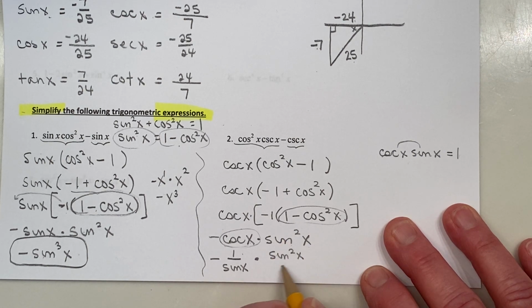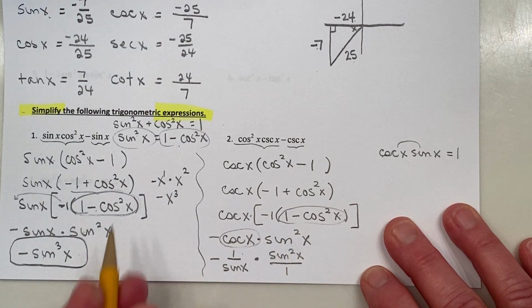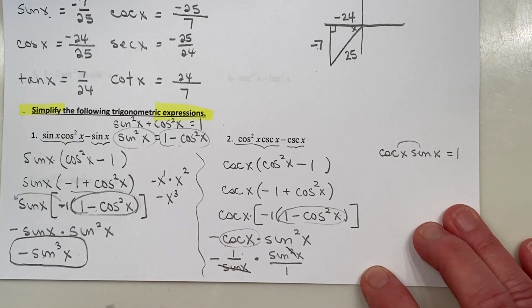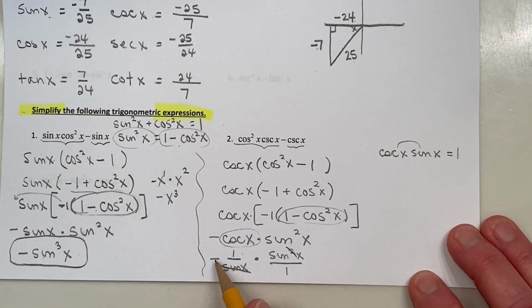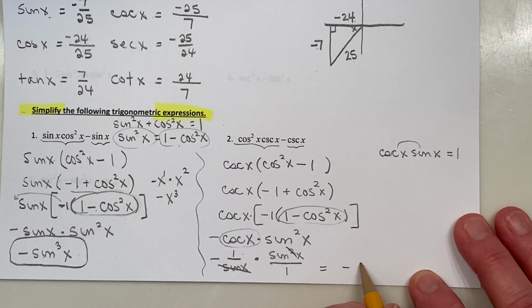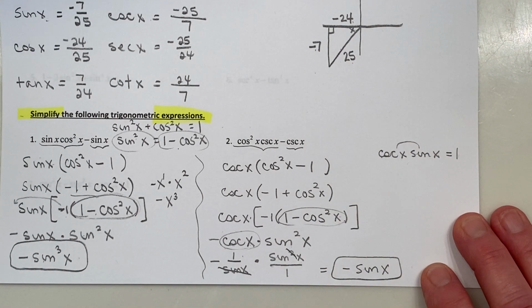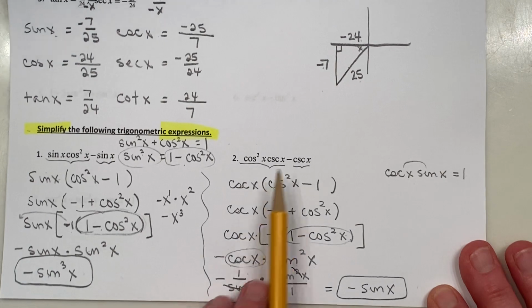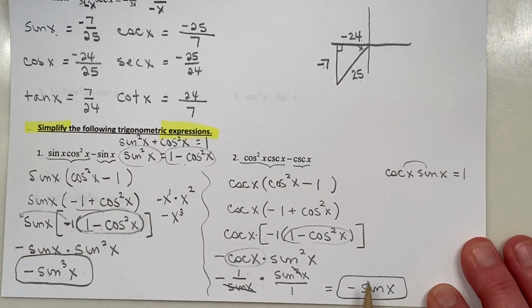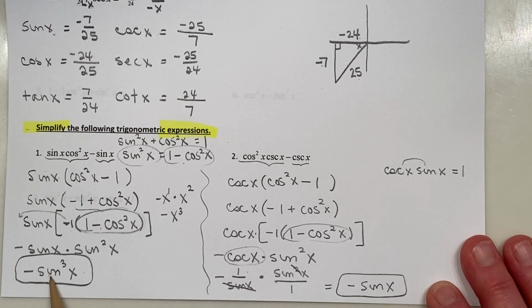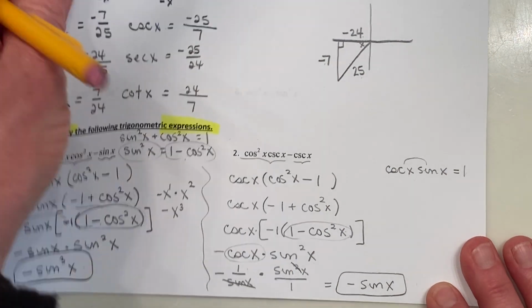Go ahead and put sine squared x over 1 since you made a fraction here. Now this is 2 sine x's multiplied together, so if I divide one of them out with that one, my final answer is going to be a negative sine x. So we took this problem and we simplified it. So this problem is exactly equal to negative sine x. We took this problem, we simplified it, and it's equal to negative sine cubed x.